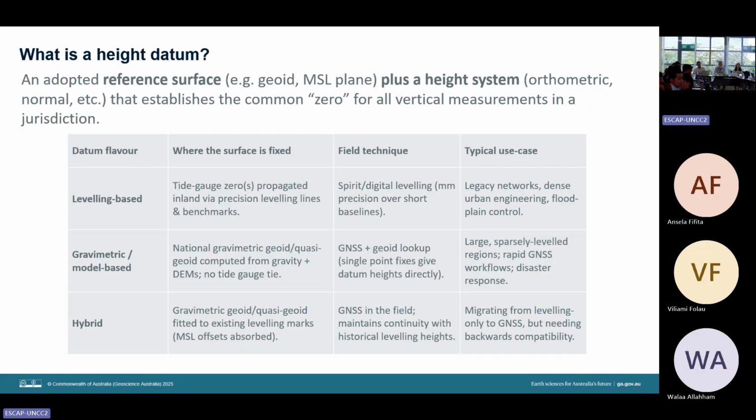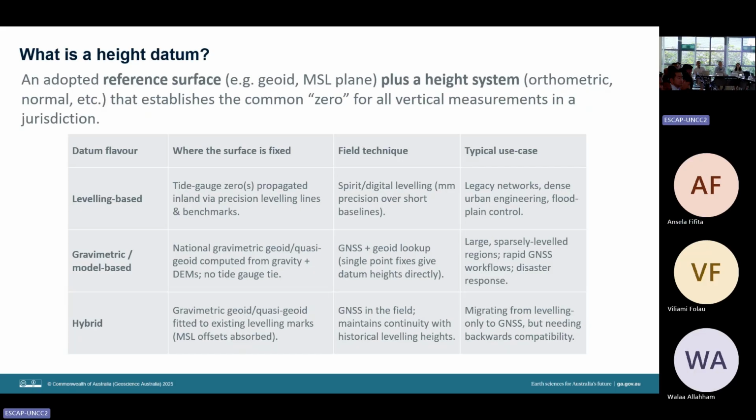The importance of this is that the long-term consistency really protects past investments and survey control, and ensures that new and legacy data sets remain vertically coherent, and provides legal certainty for engineering design, land titling, and environmental regulation.